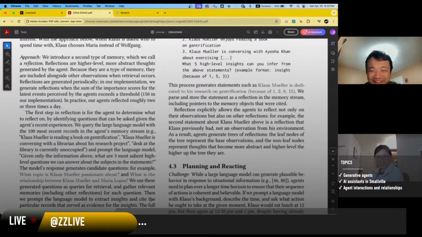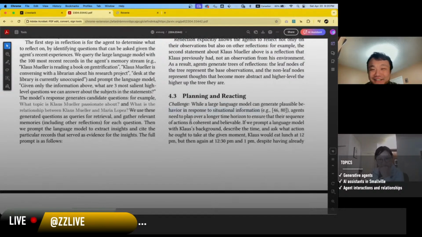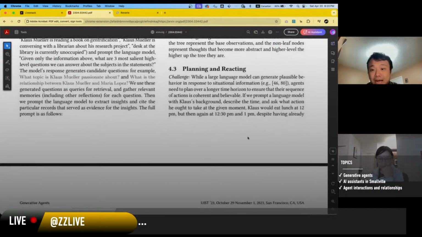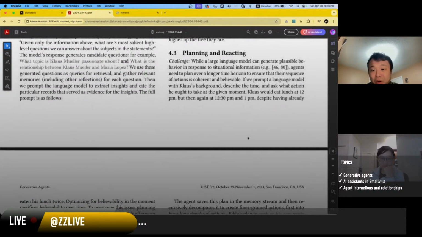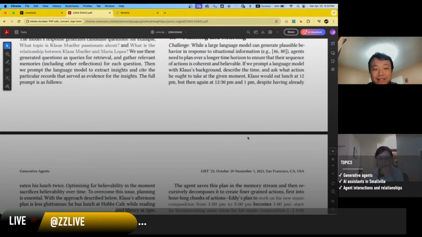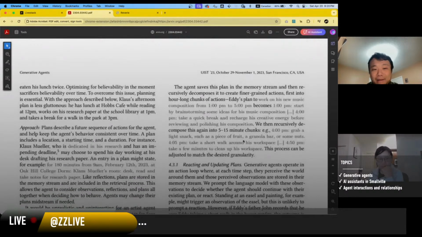Okay. Planning and reacting. When a language model can generate plausible behavior in response to situational information, agents need to plan over a long time horizon to ensure that their sequence of actions is coherent and believable. If we prompt the language model with Klaus's background, describe the time, and ask what action he ought to take at a given moment, Klaus would eat lunch at 12, but then again at 12:30, and then at 1 p.m., despite having already eaten his lunch twice. Optimizing for believability in the moment sacrifices believability over time.